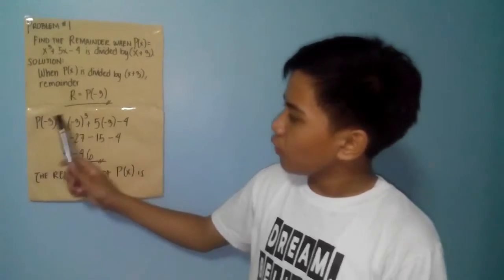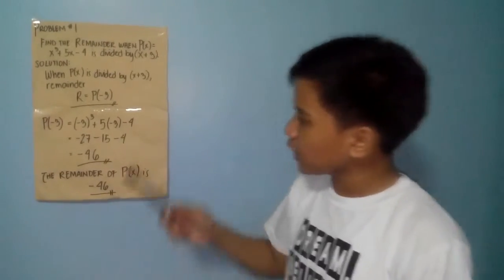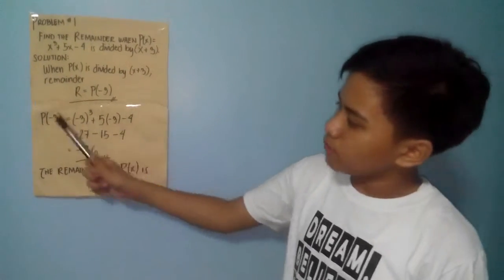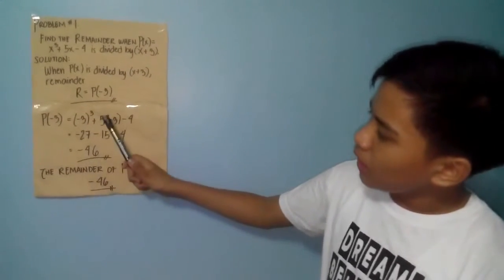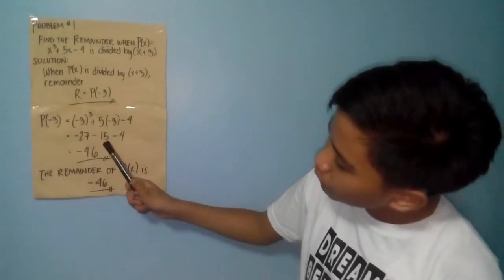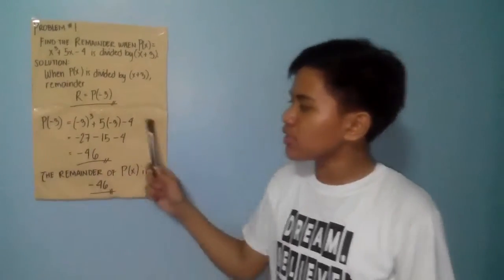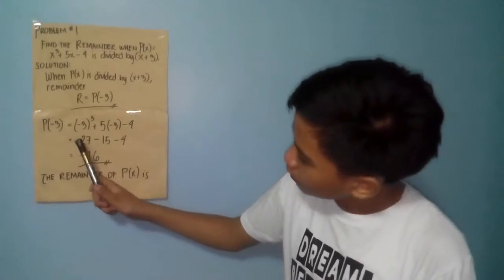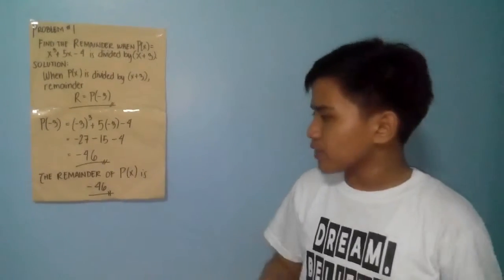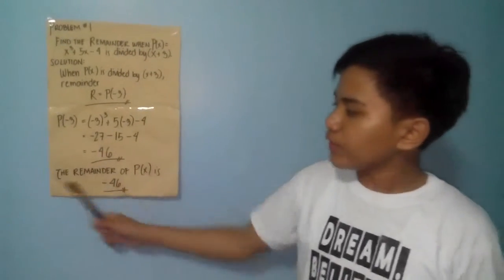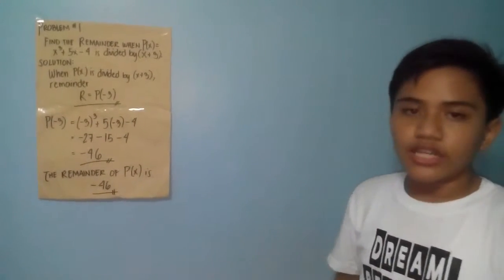So p of negative 3 is equal to negative 3 cubed plus 5 times negative 3 minus 4. Then we simplify it. Negative 3 cubed is equal to negative 27. 5 times negative 3 is equal to negative 15, and then minus 4. So negative 27 minus 15 minus 4 will result in negative 46. So the final answer for the problem is the remainder of p of x is negative 46.